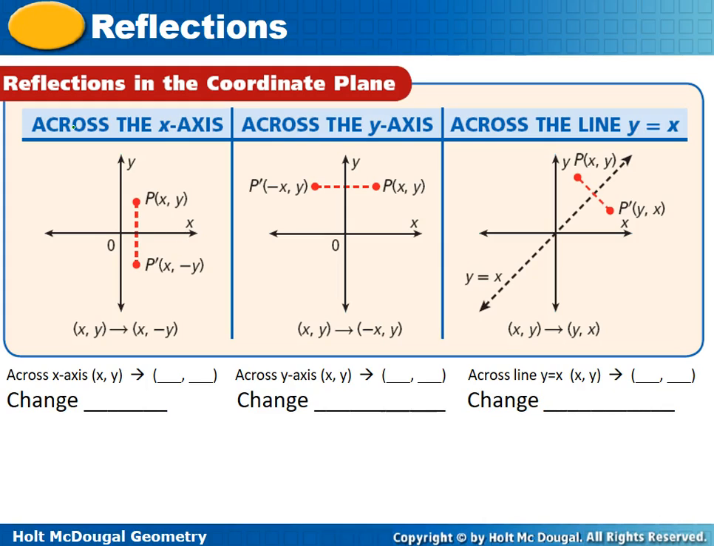So if we're reflecting across the x-axis, notice here, this is our x-axis here, then we're going to change our y value. So down here at the bottom, if we're reflecting across the x-axis, we are going to leave our x what it is, and we're going to change our y. Down here at the bottom where it says change, we're going to change the y's sign.